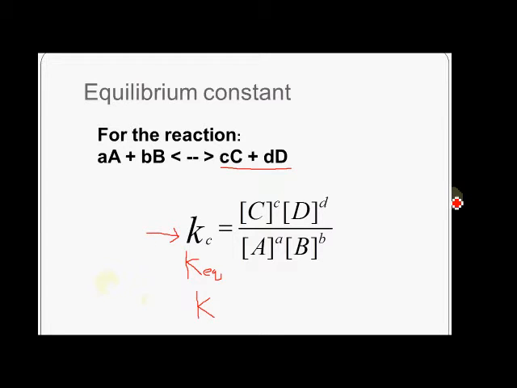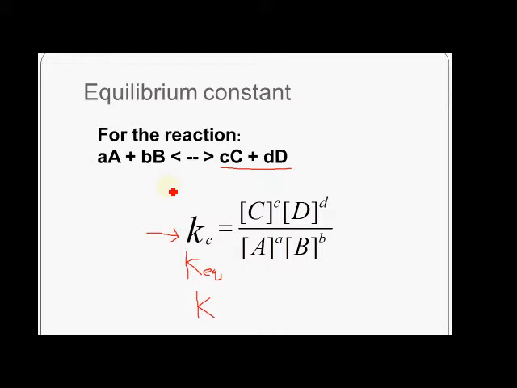So we can do this quantitatively. We can get some numbers. What we have to do is figure out, once a reaction gets to equilibrium, what is the concentration of everything. And then that's what we put into these boxes. And we'll see some examples of this in a second.